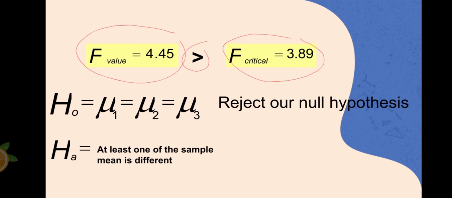Now, that's the result of our F statistics, that at least one of the 3 samples has significantly different means and thus belongs to an entirely different population. So we have to reject our null hypothesis.